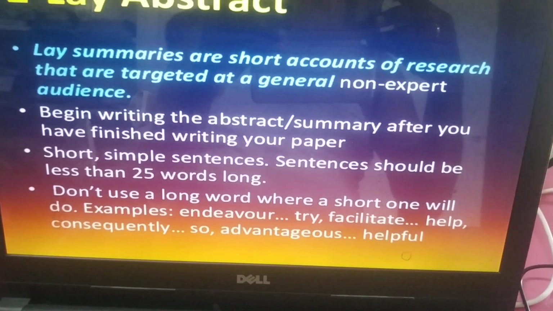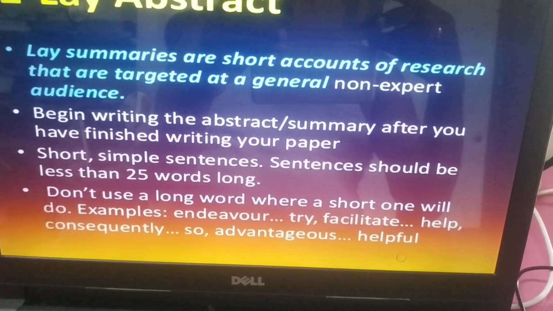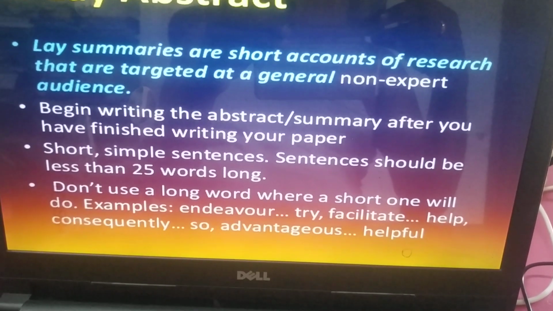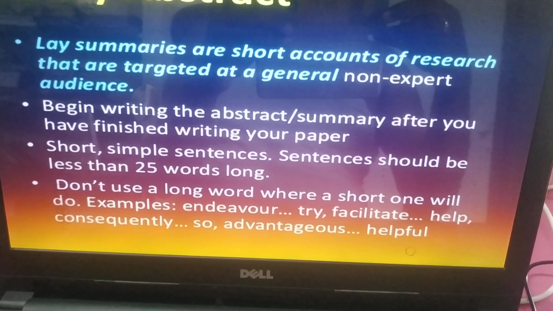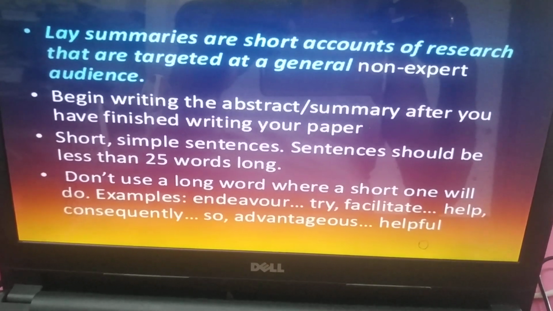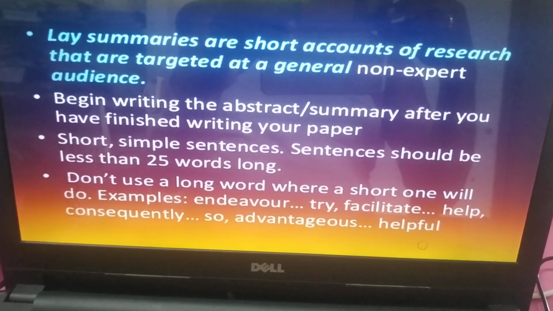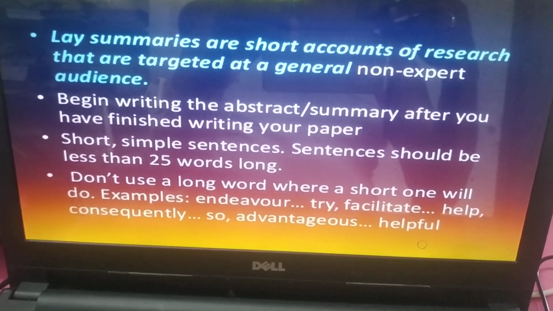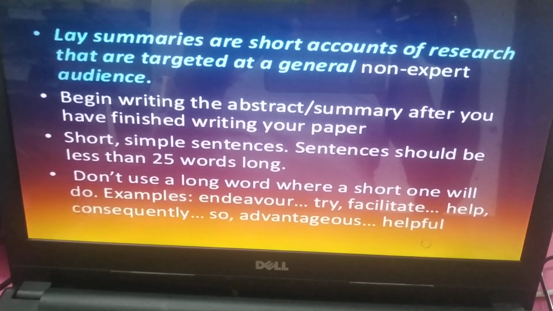Use short, simple sentences. Sentences should be less than 25 words long. Don't use a long word where a short one will do. Examples: endeavor, try; facilitate, help; consequently, so; advantageous, helpful.